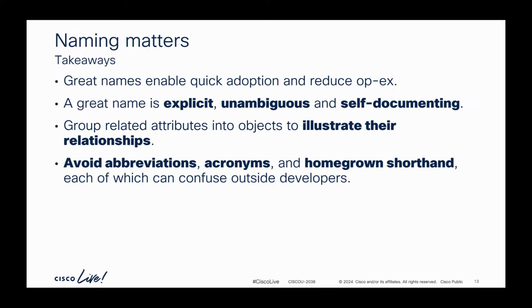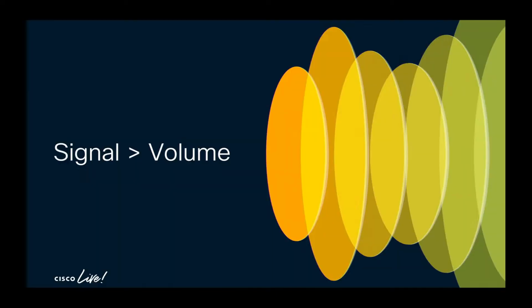The names are explicit, they're unambiguous. We're not overlapping. We're not using IP for IP address. We're not going to confuse you with IPv6. We're not saying it's a v6 address. We're saying it's an IPv6 address, that type of thing. And we're not using any homegrown shorthand, right? So this should be pretty straightforward.